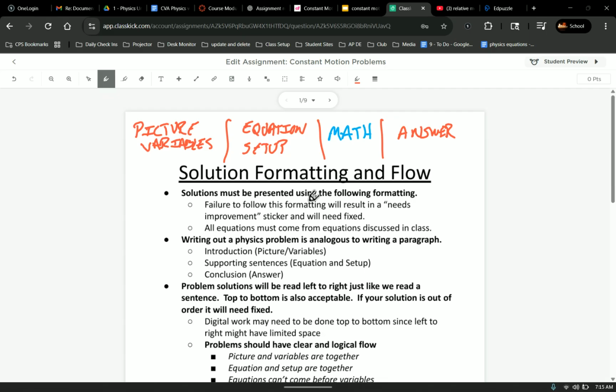Writing out a physics problem is analogous to writing a paragraph, right? When you write a paragraph, you're going to have an introduction. That's your picture and variables. You're going to support, right?